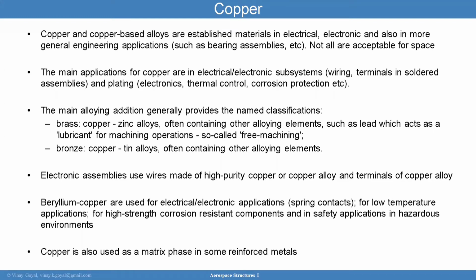Electronic assemblies use wires made of high purity copper, and beryllium copper is used quite a bit in electrical connections for low temperature applications. But the thing I want you to pay attention to is that this is great for that, and it does give you great corrosion resistance. But the issue is safety, and it is hazardous. So copper is also used as a matrix phase in some reinforced metals.